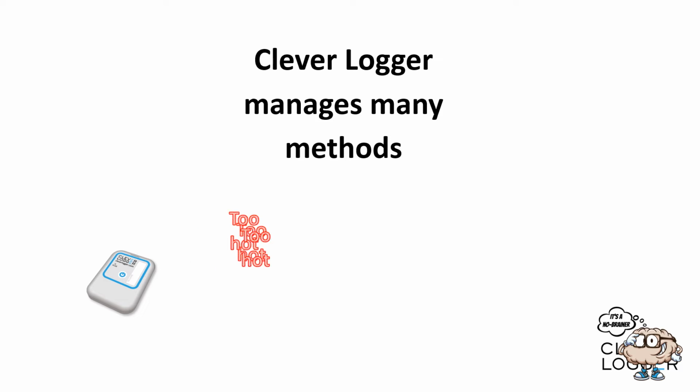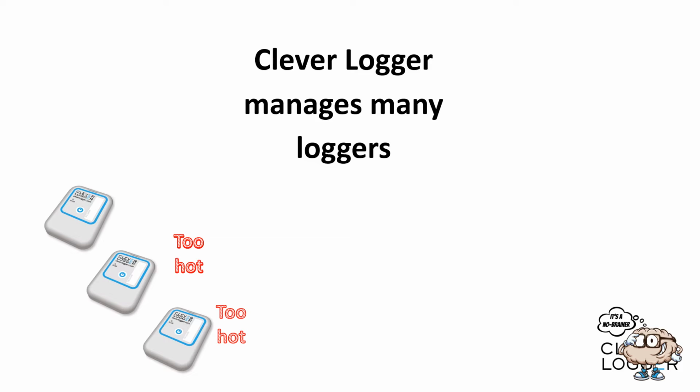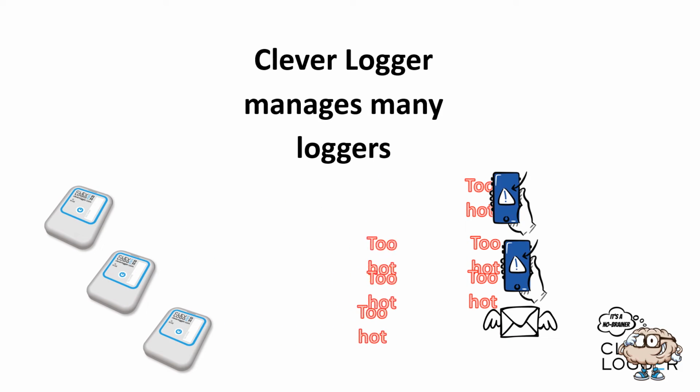You can also have it go to email, or to your phone to notify you there. In the foreseeable future, we're going to have things like SMS and phone calls. We will notify you in as many different ways as possible to make sure that you know that there's a problem. Clever Logger also allows you to have as many loggers as you like. So you can be monitoring multiple fridges, and if one of them has a problem, that can notify people. If another one has a problem, it will notify people.